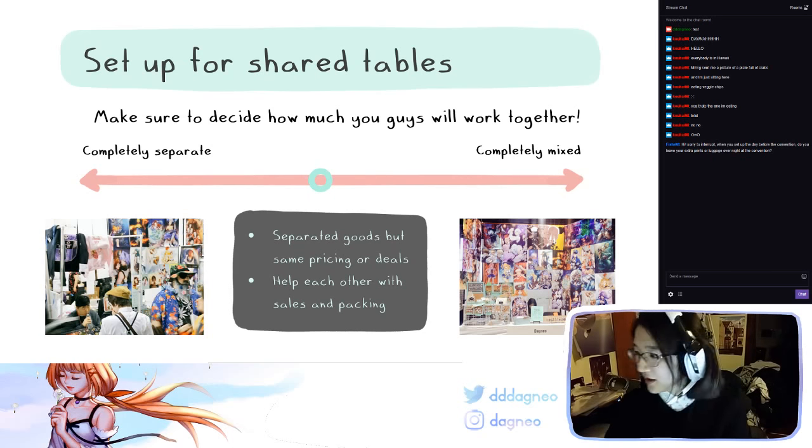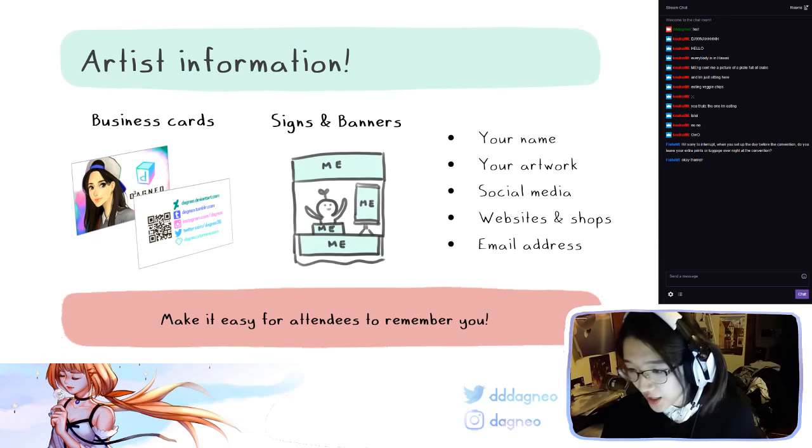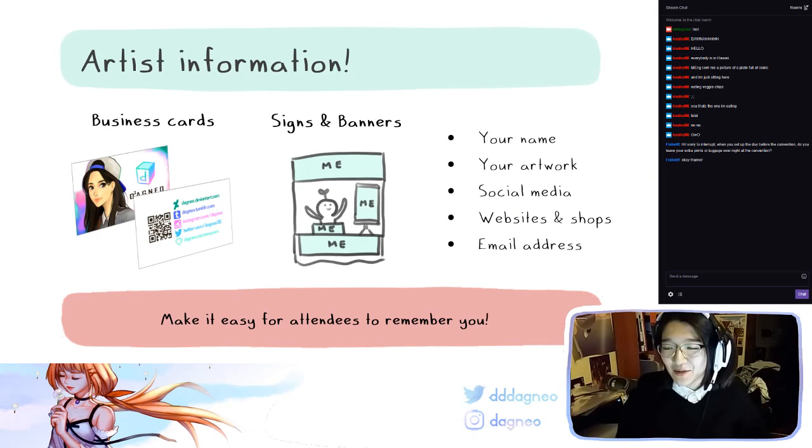Okay, let's move on. So we've covered everything about the setup. Now I want to talk about the stuff that you should bring to the convention to promote yourself. If you're at a convention selling or promoting your own artwork or your own craft, you want to make sure that your artist information is really easy for everybody to find. So there are two common ways of doing this.